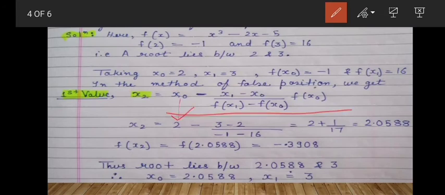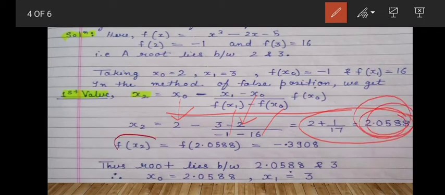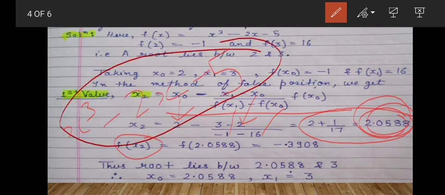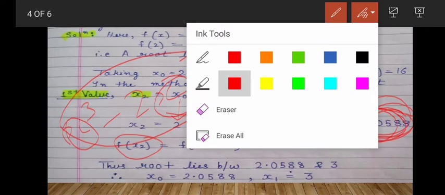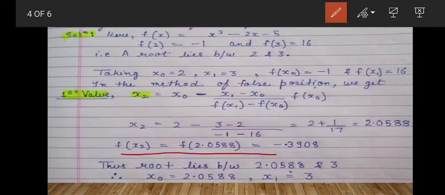So we will use this formula to get the value. We will substitute x0 = 2, x1 = 3, f(x1) = 16, f(x0) = -1. After using this we will get 2.0588. Now we will substitute this value in f(x), because my function is given as x cube minus 2x minus 5. So in this function, in place of x we will substitute this value 2.0588. After substituting we will get -0.3908.